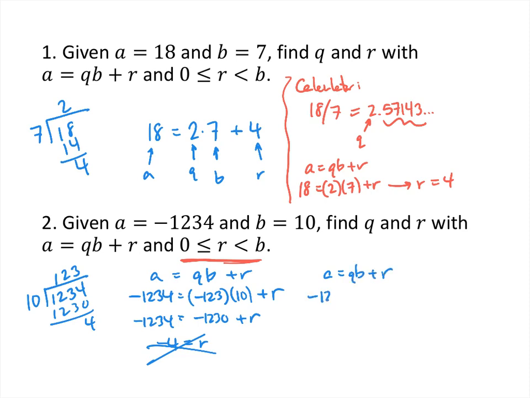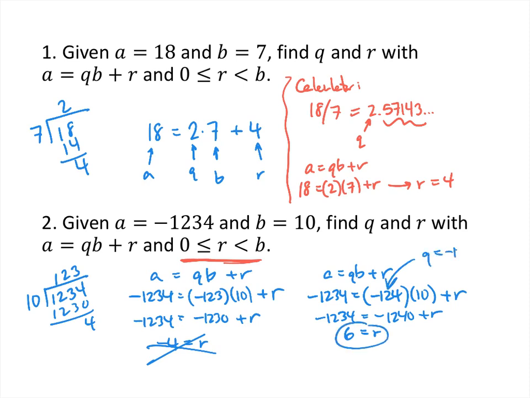So if our a is still negative 1234, our quotient is going to be negative 124. We've subtracted 1 from the thing that we thought was our quotient. And now when we try to figure out what our remainder is, it's going to turn out to be the right size of number. Add this to both sides, we get that the remainder is 6. And 6 really is greater than or equal to 0 and less than 10. So our r is 6 and our q is negative 124.